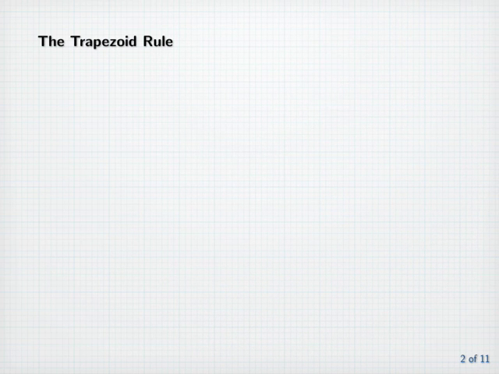The trapezoid rule. Consider a typical subinterval from xi to xi plus 1. We want to approximate the area under the graph over that interval using only function values f of xi and f of xi plus 1. A sensible thing to do is to use the area under the segment joining the points on the curve corresponding to xi and xi plus 1. That is the area of the trapezoid shaded in blue here.